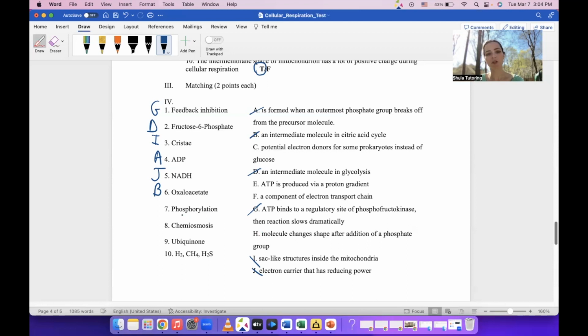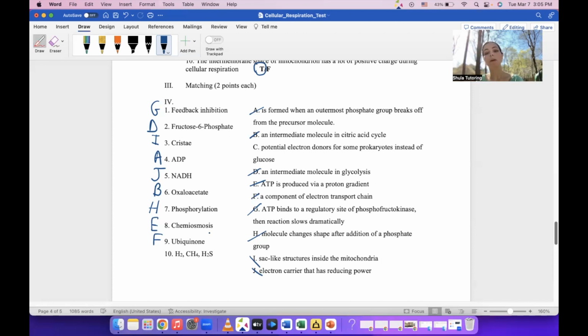And then phosphorylation is when a molecule changes shape after addition of a phosphate group, right? So phosphorylation comes from the word phosphate. So we add a phosphate group, the molecule will change shape and will do some work in the cell, participate in some chemical reaction. Chemiosmosis is when ATP is produced via a proton gradient. That's E. And ubiquinone is a component of electron transport chain. That's F.